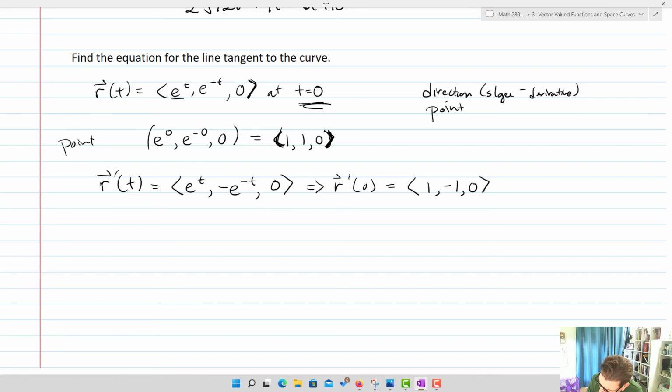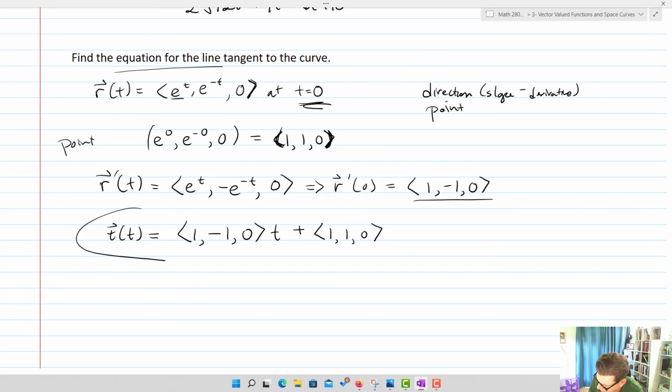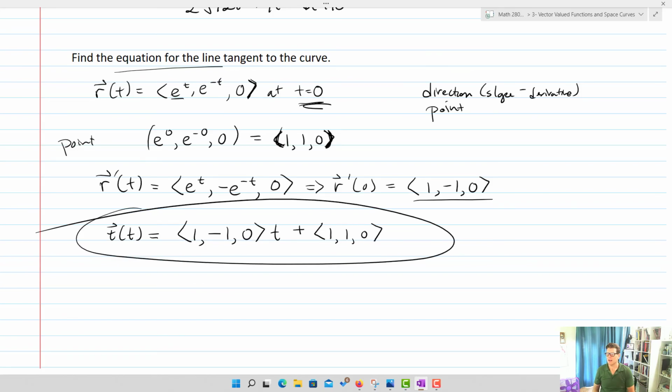So the equation of the line that's tangent to the curve is going to end up being, we'll write it as a vector, we'll call it T of t, the tangent line, but little t, so we don't get it confused. T of t is going to equal our direction vector 1, negative 1, 0, times t, plus our point 1, 1, 0. And there is the equation of the tangent line.